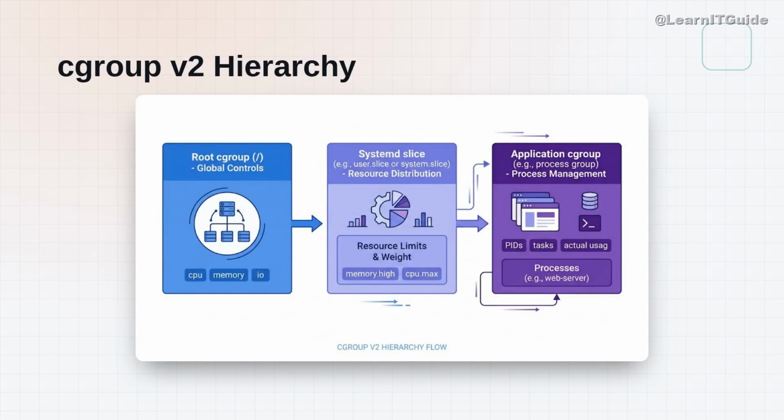How does the architecture work internally? In cgroups V2, we have a single unified hierarchy. Everything starts at the root, which is managed by the kernel. Under that, we typically see systems organizing services into slices. Your specific application process then lives in a leaf node of this tree, where the resource constraints are finally enforced.